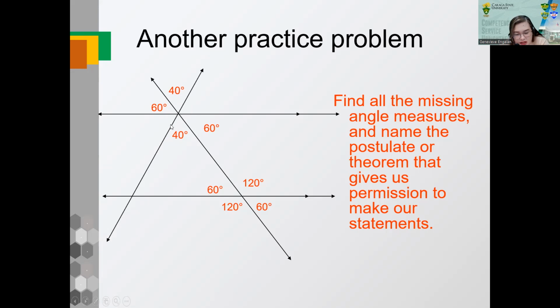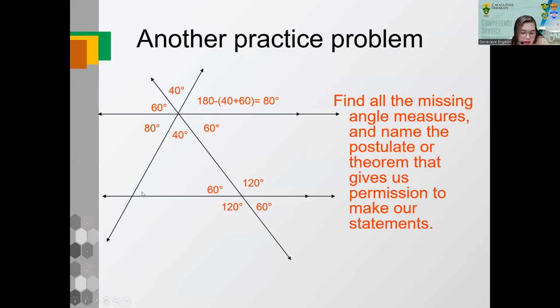How about this angle and this angle? Unsay measure ani? 80. So kani siya, dapat ang total ani is 180 kay line na biya ni, no? So we have 180 minus 40 plus 60 which is 100, that is 80. So kini siya is vertical man ani, so this is also 80, no?